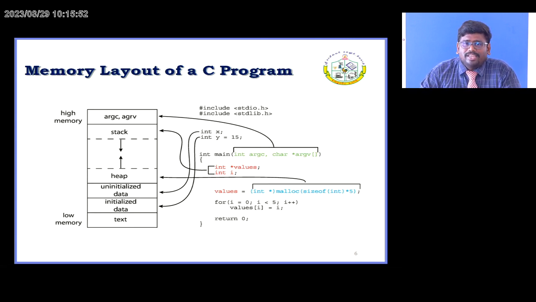Then there is a main function. In this main function, there are some arguments. These arguments are available in the stack section. Then the dynamic memory allocation is available in the heap memory. So this is how the entire C program is stored in the text section. So these are the representations of any process in memory.